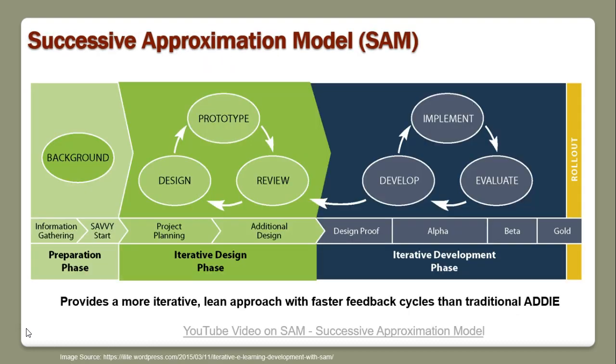So as a solution to that, there is another model called the Successive Approximation model, and I think most people follow something closer to this. And the idea is you're going to do preparing, and then you're going to go through a rapid iteration design phase. So that's this green section. And then you're going to go through an iterative development phase where you're actually trying to implement.